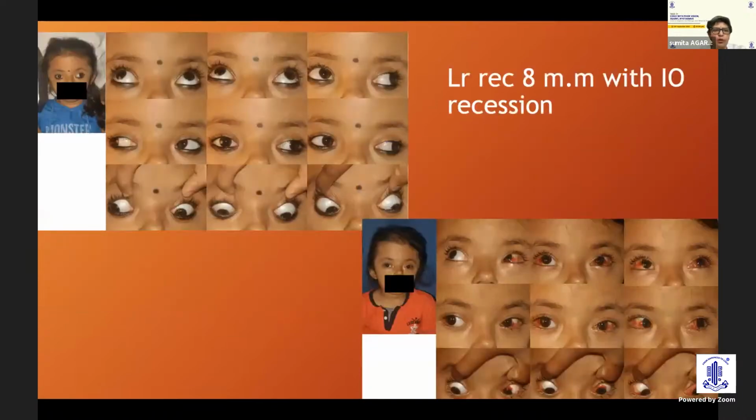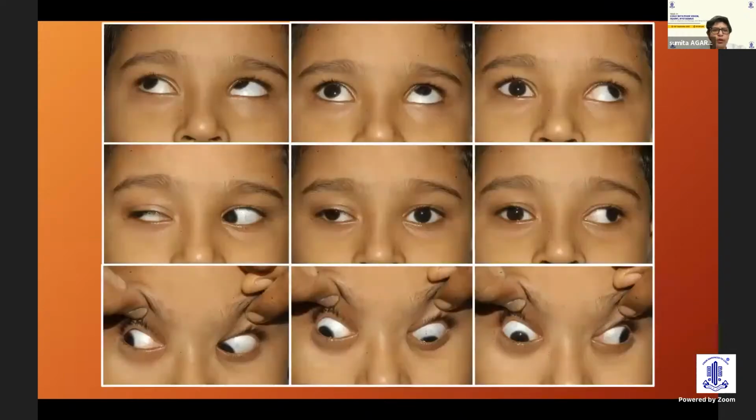The child which I showed earlier with a large constant exotropia with a V pattern had equal vision and not really a fixation preference. So I wanted to correct the V pattern. So I went ahead in this patient with a bilateral lateral rectus recession with inferior oblique weakening, with fairly good alignment post-op.